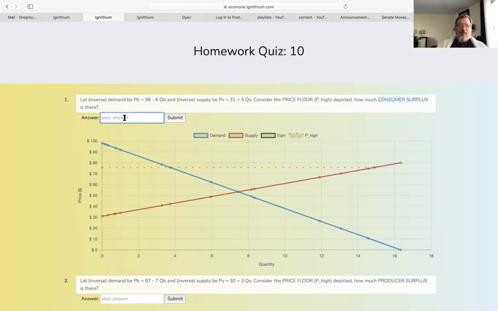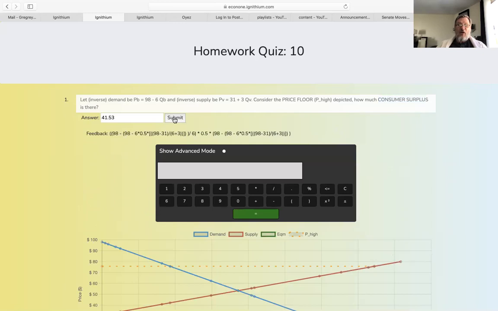So I'm going to type that in, 41.53, and hit submit. And I don't know, but let's see. That's the big feedback equation. I'll copy it and paste it. Equals. Okay, 41.56. So it's off a little bit more, and I think this is because of rounding error.